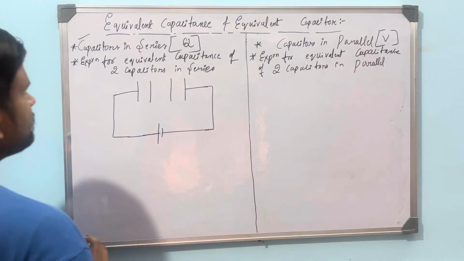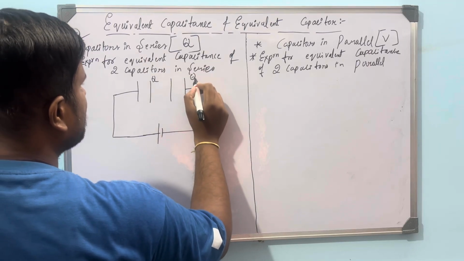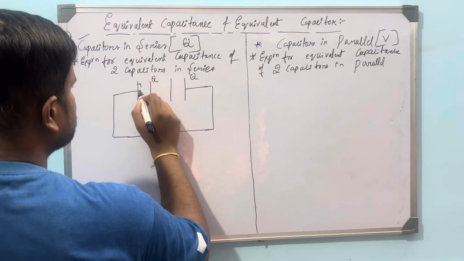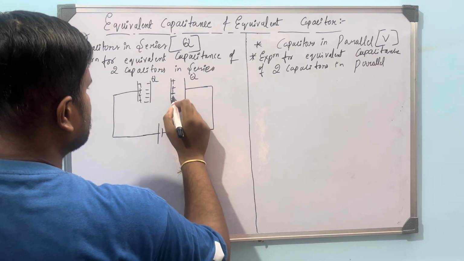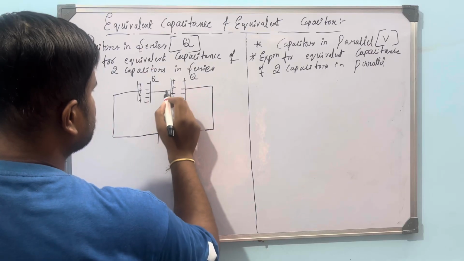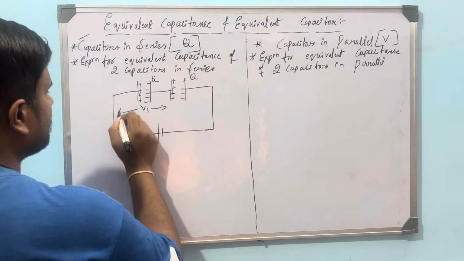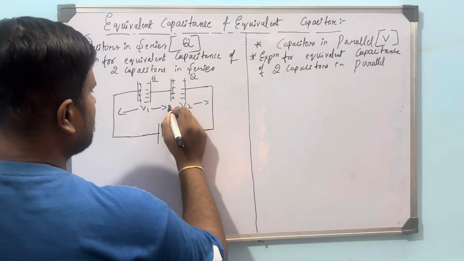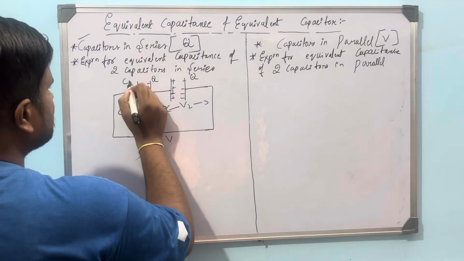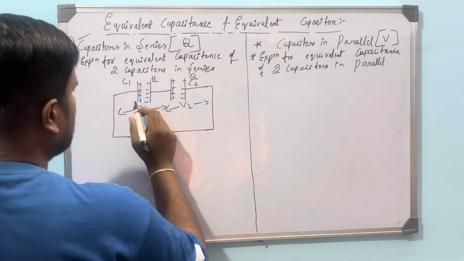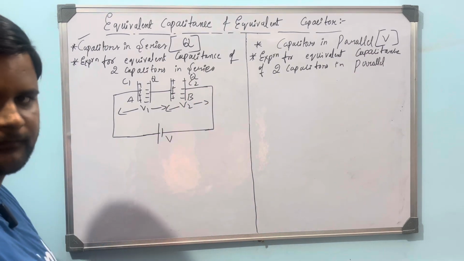Now here the charge remains constant, so I will write it as Q and Q. This one is positive charge, this one is negative charge, and this is also positive charge, and here there is an accumulation of negative charge. Here the potential is V1, here V2, and the total potential is V. The capacitances are C1 and C2. Consider this as capacitor A and this as capacitor B.